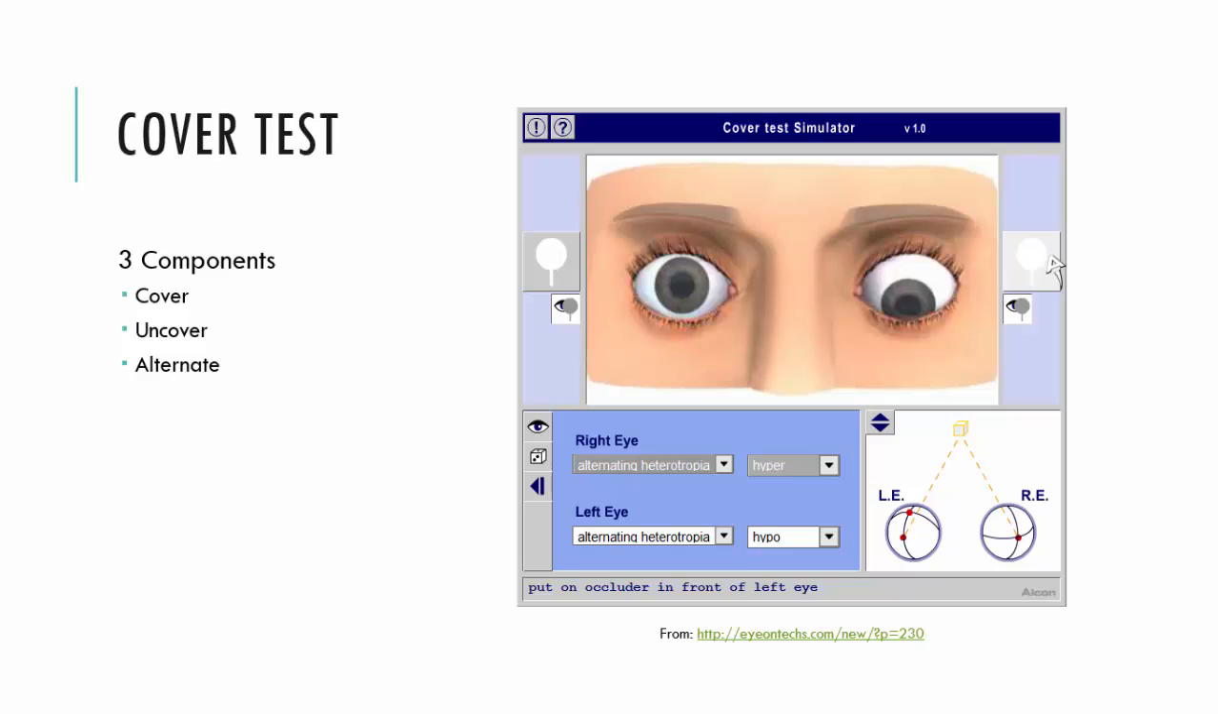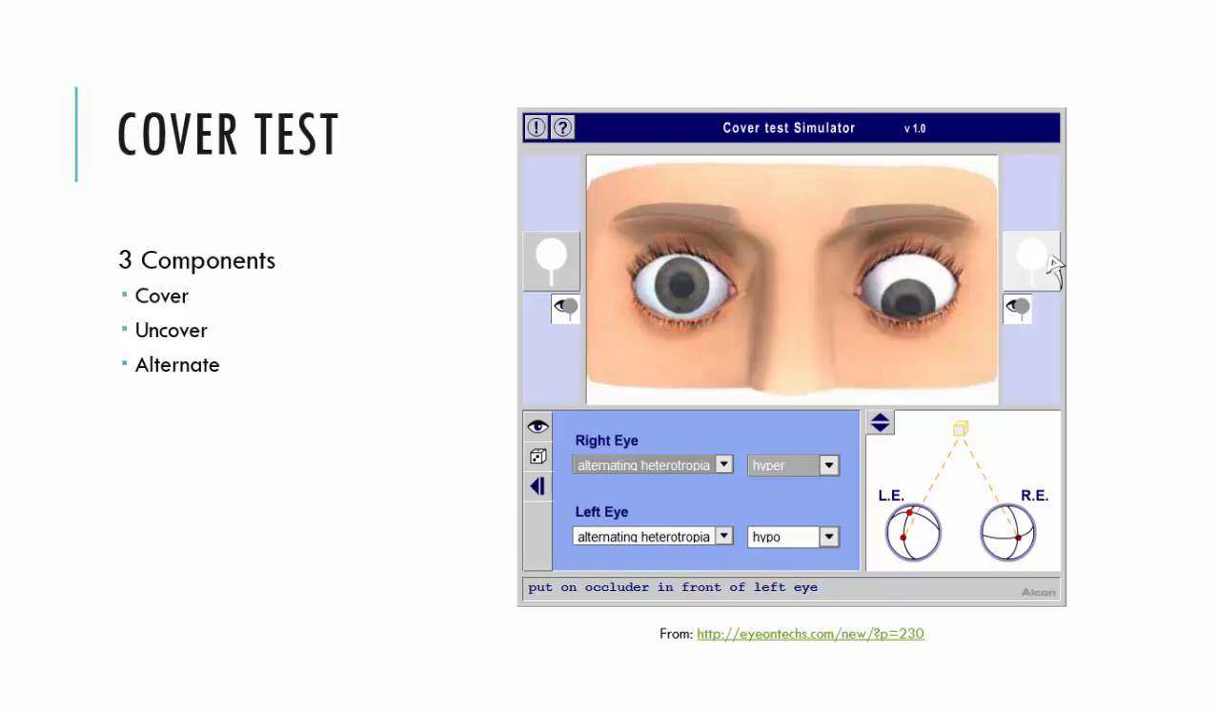So with vertical deviations, due to laws of innervation, when an eye is up, when that eye takes up fixation, the other eye will be down. So we actually go from a hypertropia to a hypotropia as the eyes alternate. In horizontal deviations, in the ESO and exo deviations, the strabismus always remains in the same direction in the sense that it'll go from a right esotropia to a left esotropia. But in a vertical deviation, we'll go from a right hyper to a left hypo.